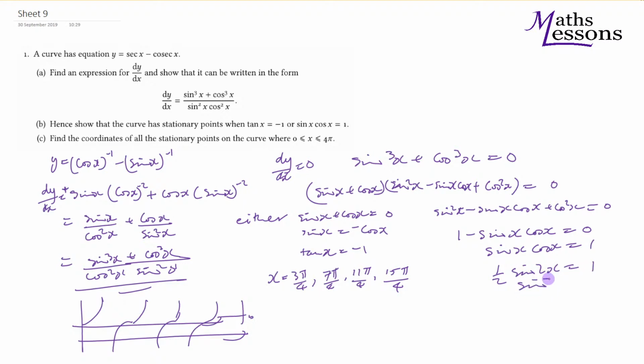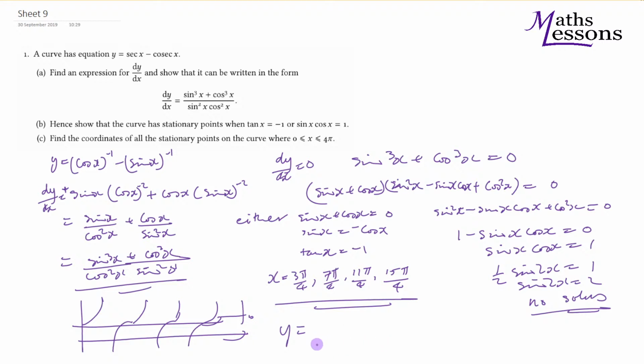So sine 2x must equal 2, and that has no solutions, because it's impossible for sine of anything to equal 2. So all our answers to the stationary points are here. So those are all the x values. We can put them back in to find the y values.